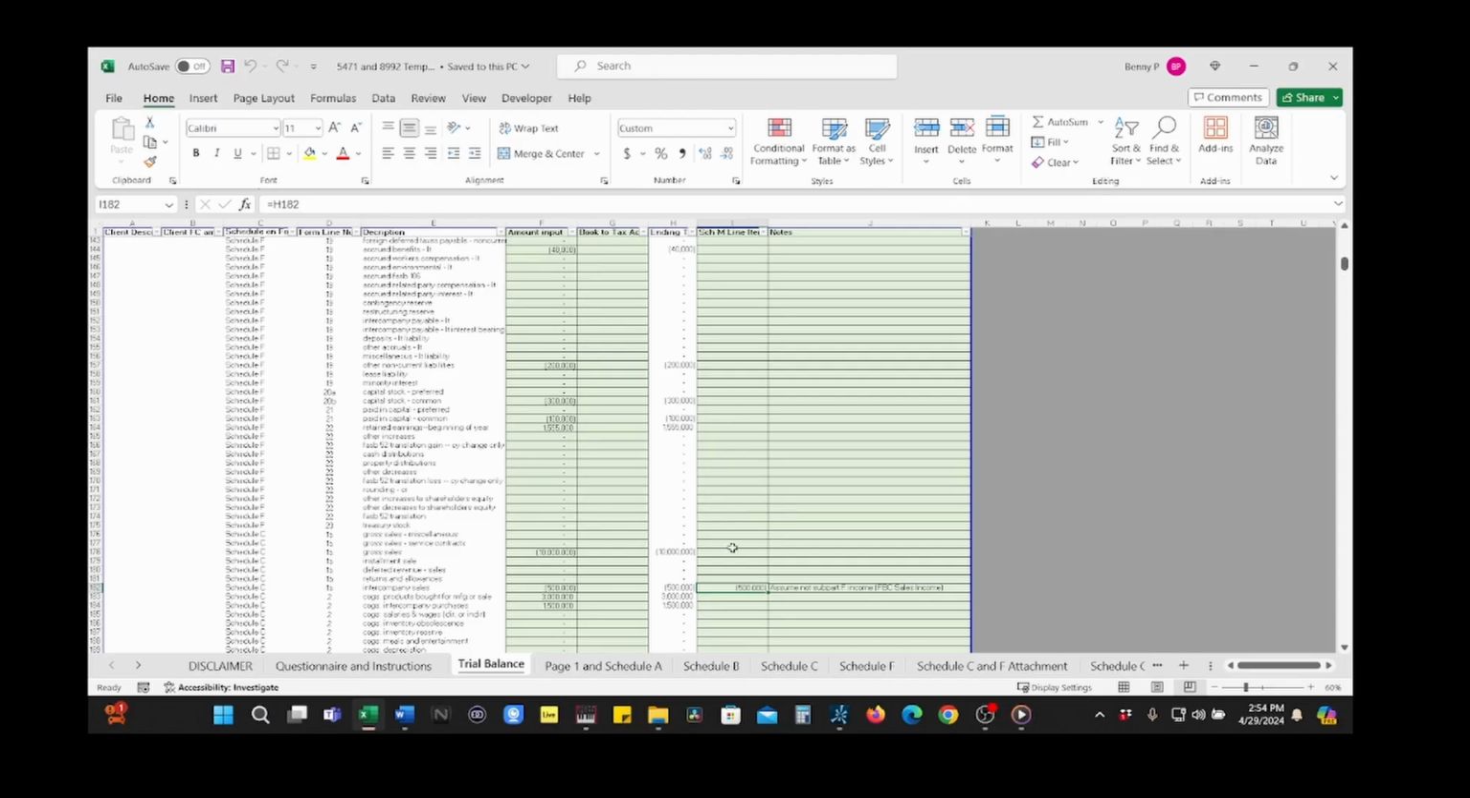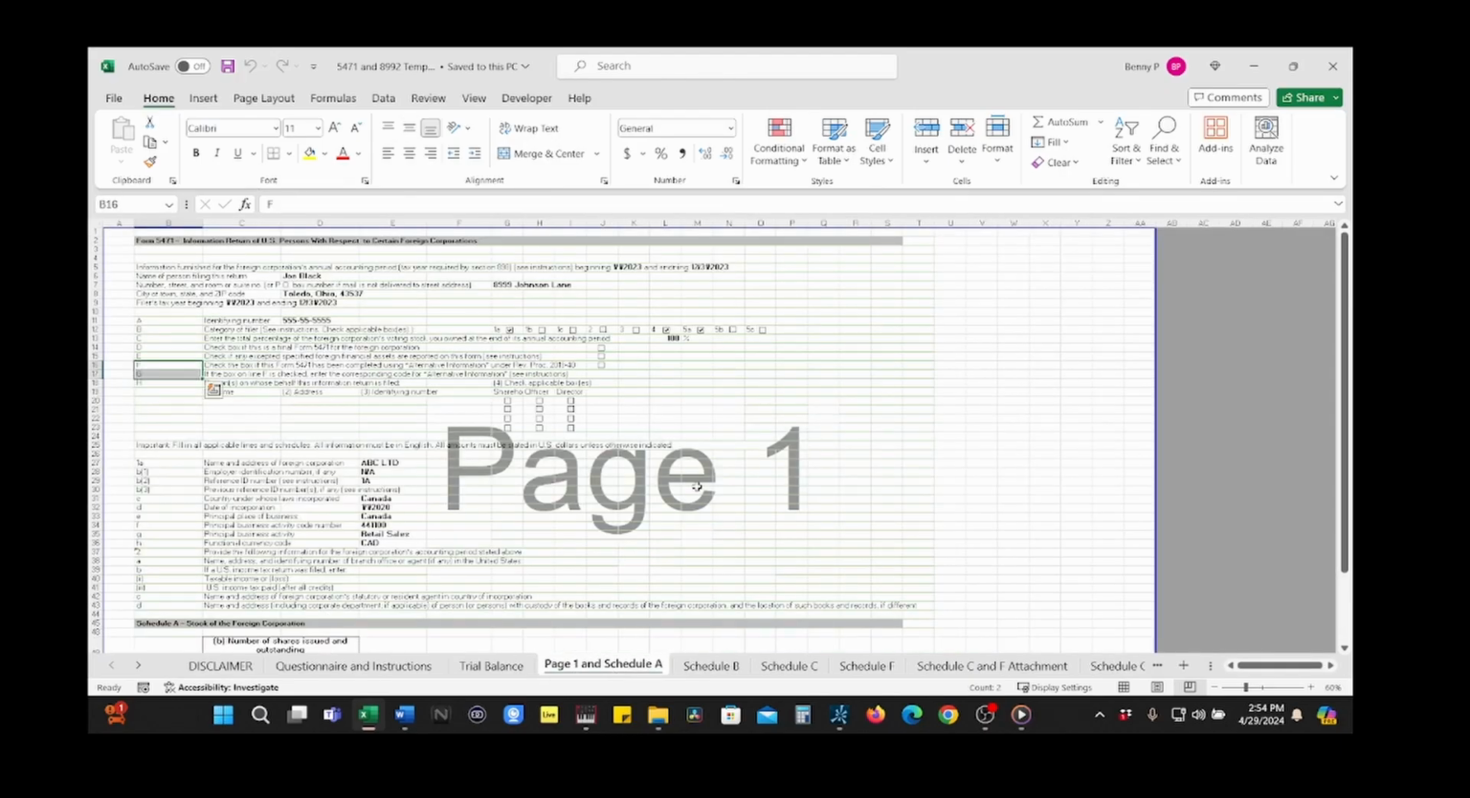Let's move on to page 1 and Schedule A of the form. So page 1 is pretty straightforward. You have to put in the name of the filer, the address, tax year, and social security number or EIN of the filer. The most important part of page 1 is identifying the category filer of the U.S. person. If you have an org chart like the one provided in the Questions and Instructions tab, you're likely to be a Category 1A, 4, and 5A filer.